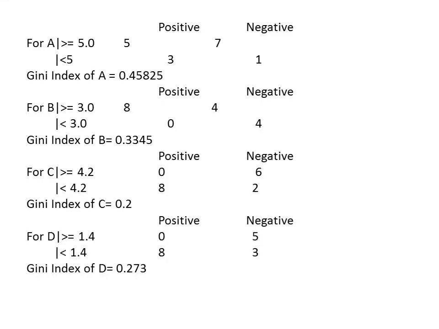Now see the root node here. As I told you before, in the Gini value, the minimum value is preferred first for the root node. So for A it is 0.45, for B it is 0.33, for C it is 0.2, for D it is 0.273. So among these 4 values, C has the minimum value, which is 0.2. So C will be the root node.